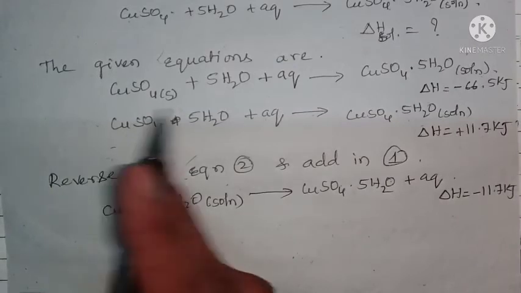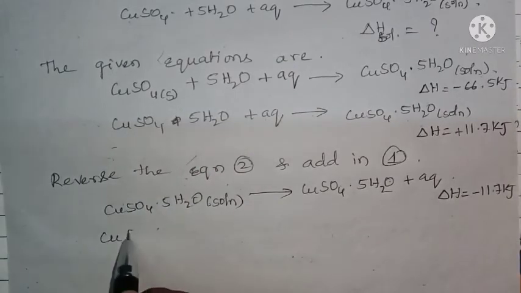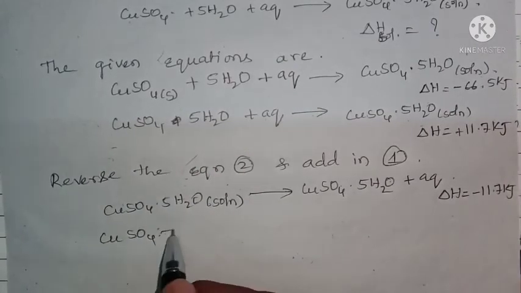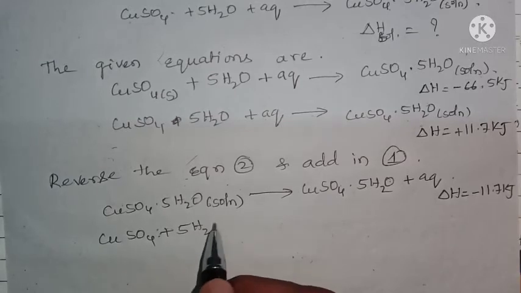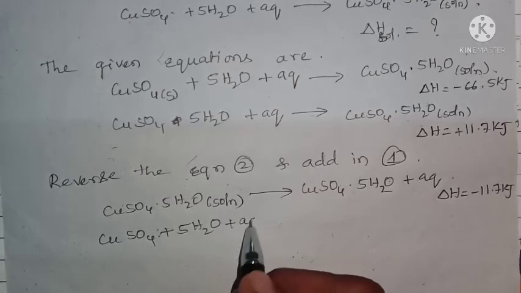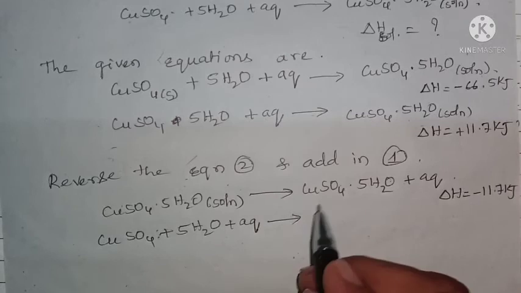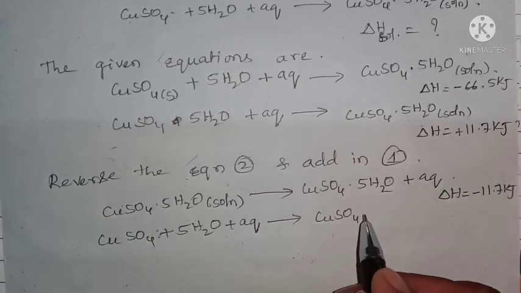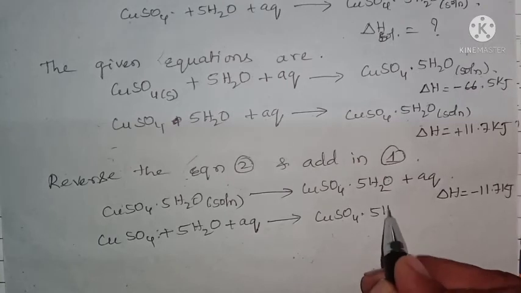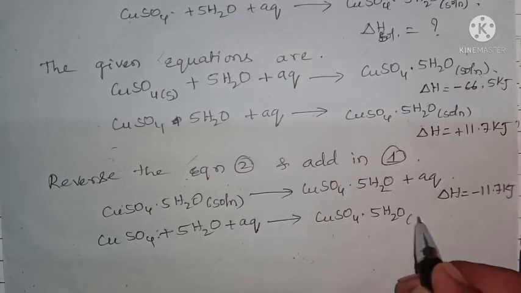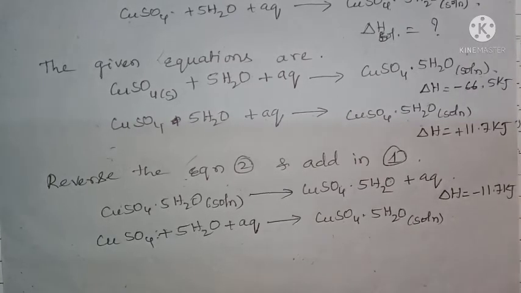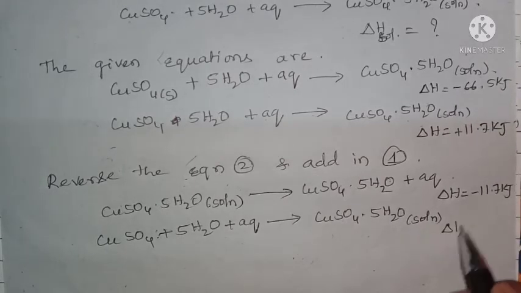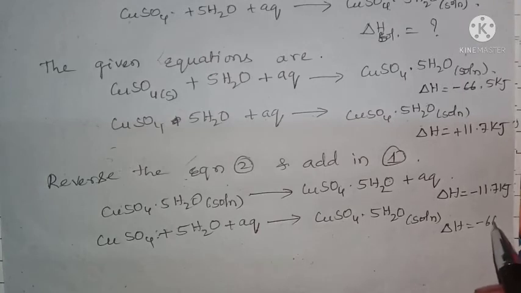Second means first equation, CuSO4 plus 5H2O plus aqueous gives CuSO4 5H2O. That is solution. Delta H is equals to minus 66.5.